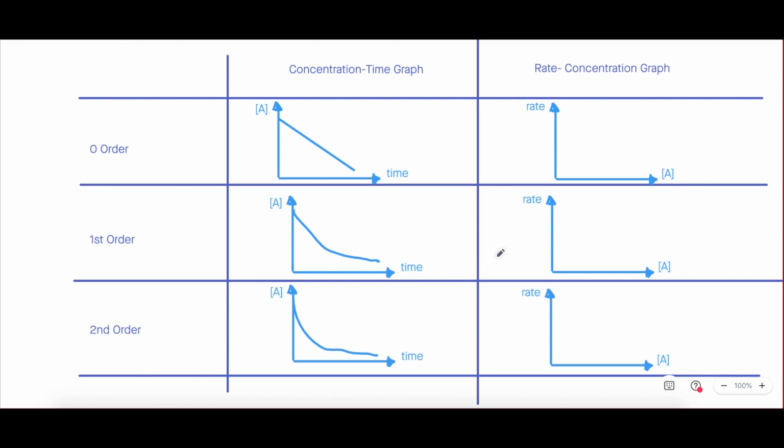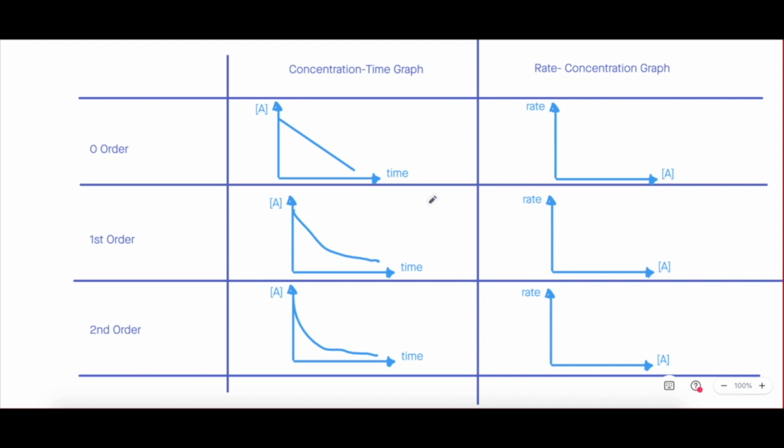It's hard to tell the difference between a first order and a second order reaction by looking at the concentration-time graph, because they both look very similar. But you can look at a zero order and a first order graph and tell the difference, because a zero order graph is straight and a first order graph is curved.